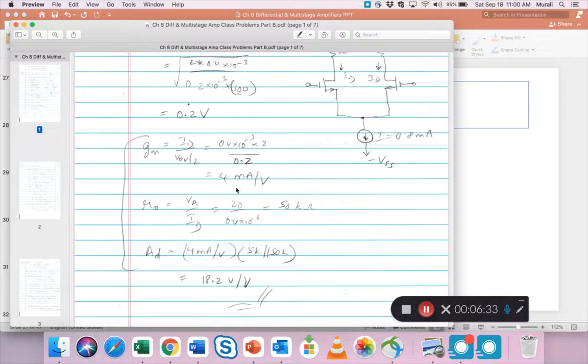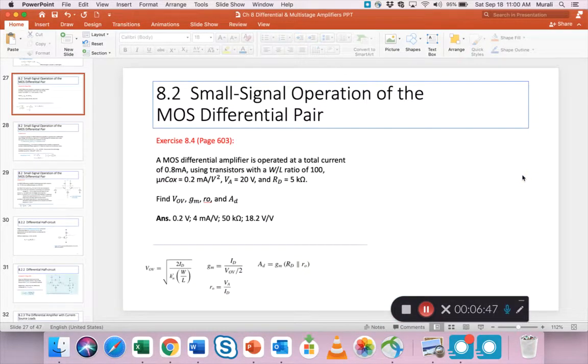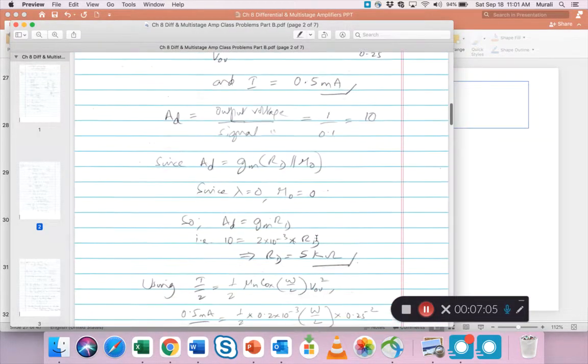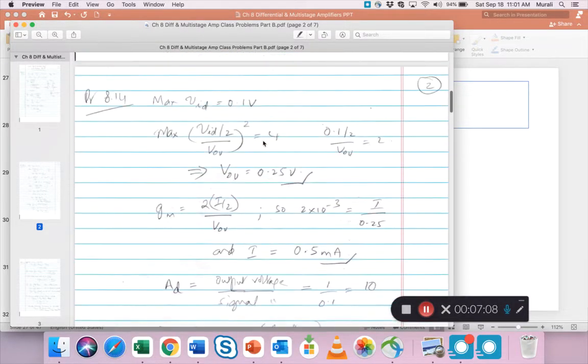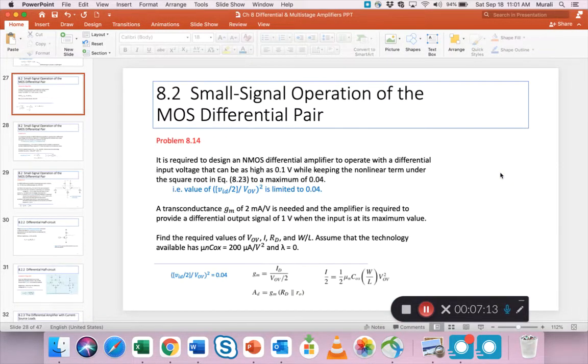Because RO is known, 50 kilo, 5 kilo and 50 kilo, they are in parallel, so that reduces the 5 kilo slightly. So you get this AD. Okay? I think that's a straightforward example, but it's important to see how you use various formulas to find AD, finally, the gain. And what was the gain? Let me look one more time. We got a pretty decent gain, I think, of about 18, which for a MOS amplifier is not bad.